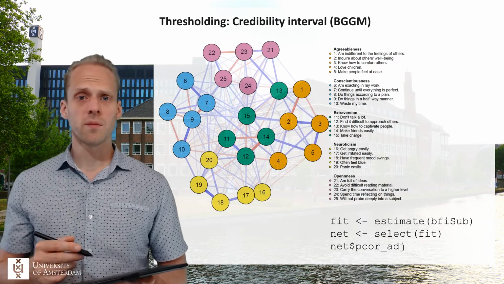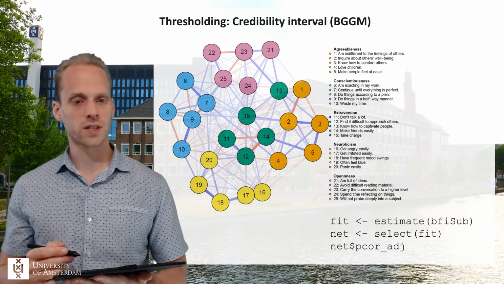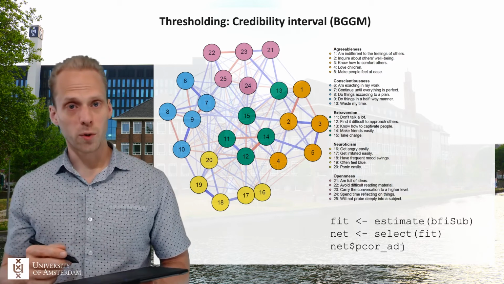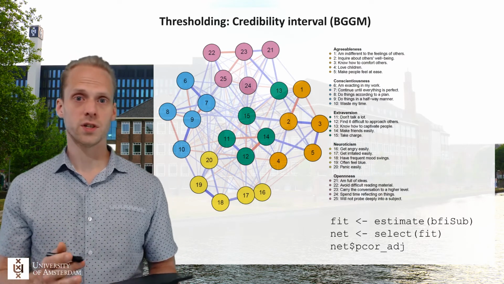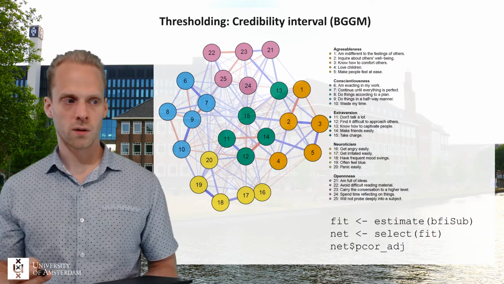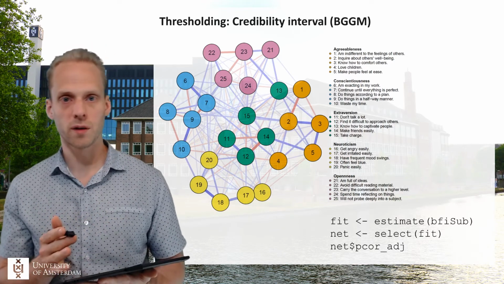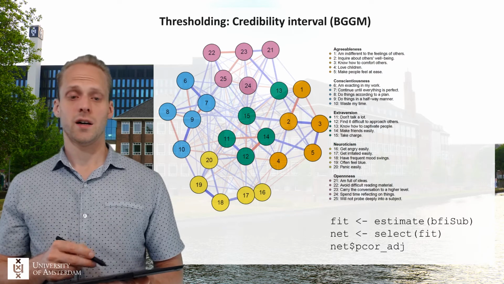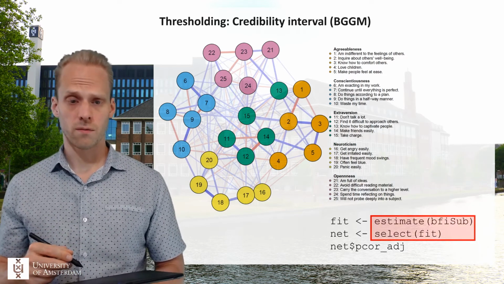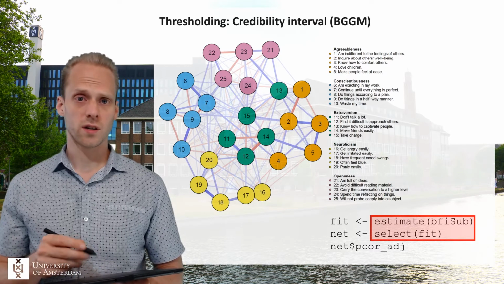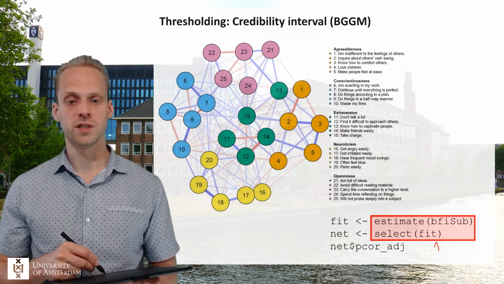Alright, the BGGM package also has some very nice and powerful thresholding methods to threshold a network. So for example, you can use credibility intervals, which are Bayesian versions of confidence intervals. But Bayesians will argue that they are much better because they tell you something about the actual probability of a parameter being in that range. And you can threshold networks and remove edges where zero is in the credibility interval by using the select function in BGGM.